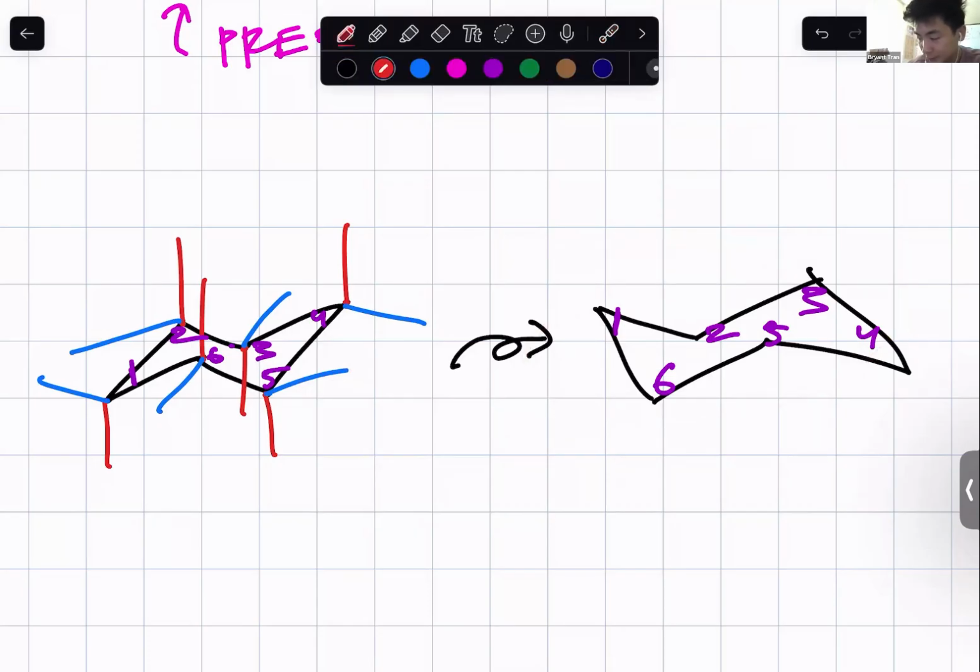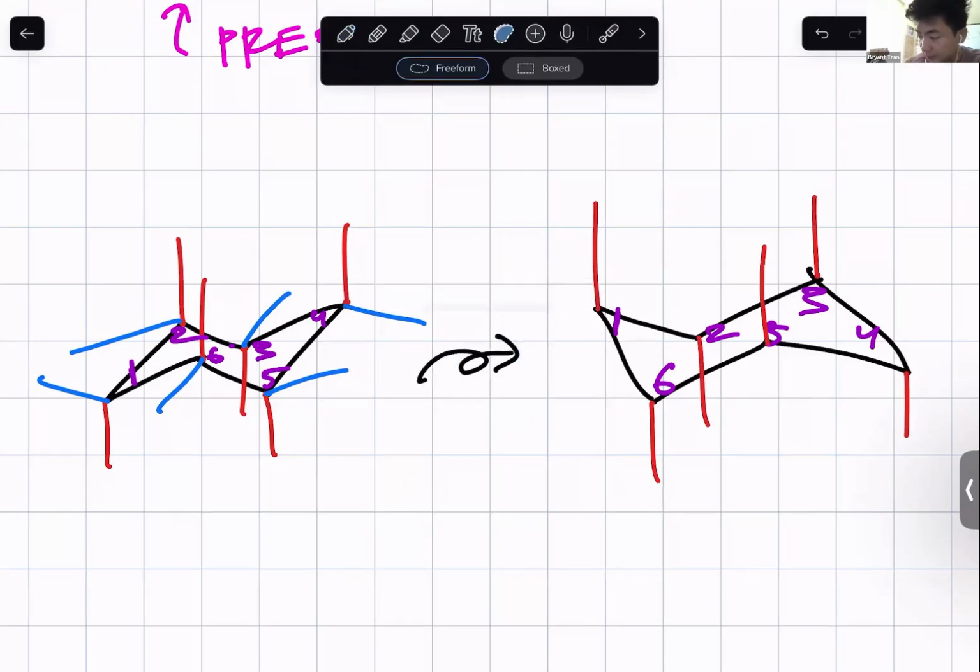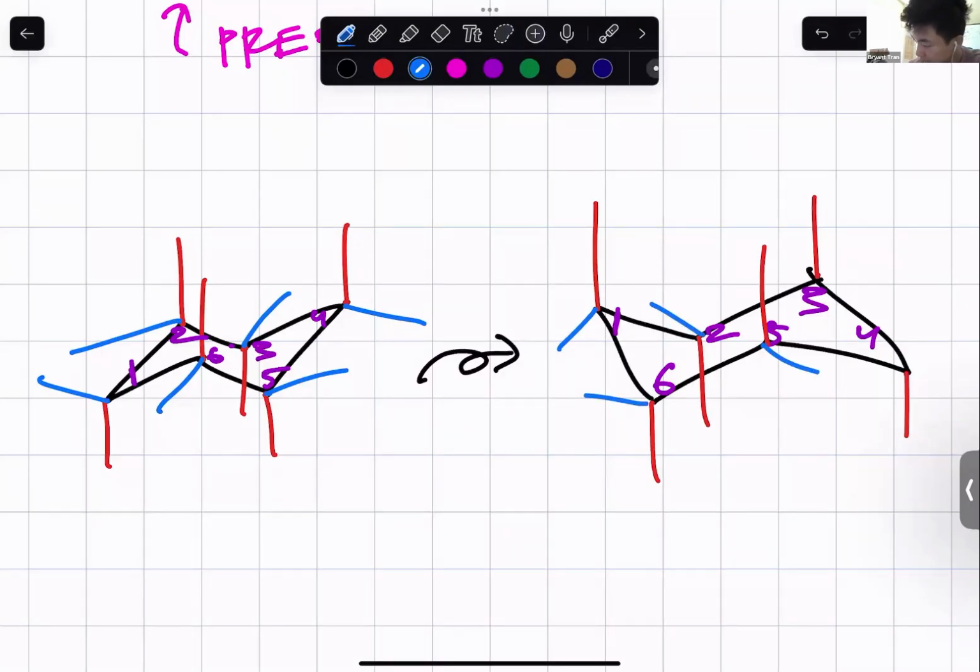Now, to draw the axial and equatorial bonds, I like to start with the axial bonds. I start with the top left corner, start up, and then the next set of bonds would be alternating, like up, down, up, down, up, down, like that. Equatorial bonds would be opposite to the axial bonds, parallel to the next set of bonds, which would be like this.